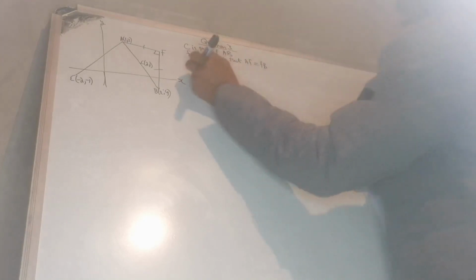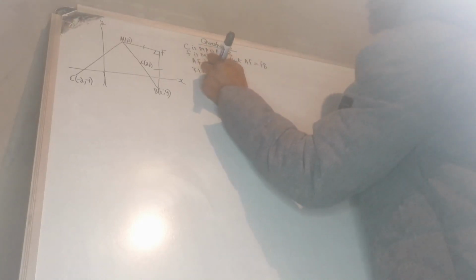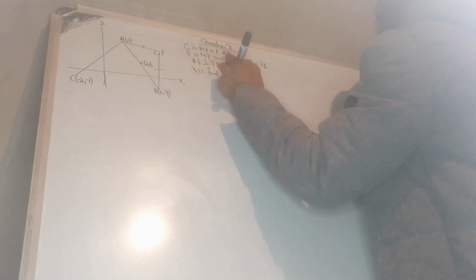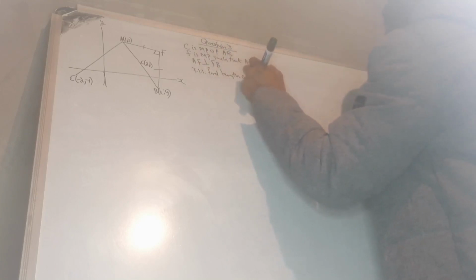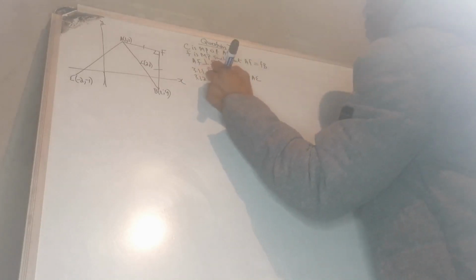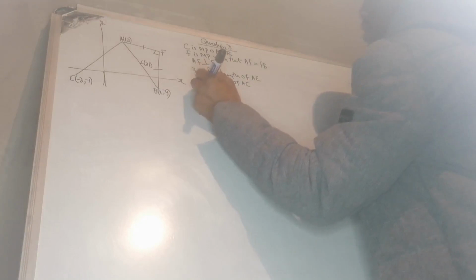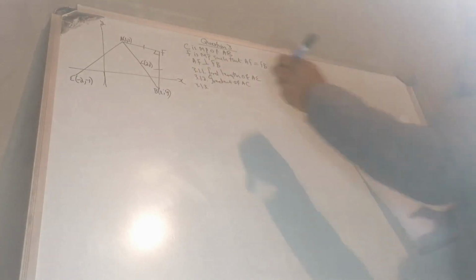Right. They say in 3.1.1 they wanted the length of AE. We can say find the length of AE, and then the gradient of AC. And then they say the coordinates of B.